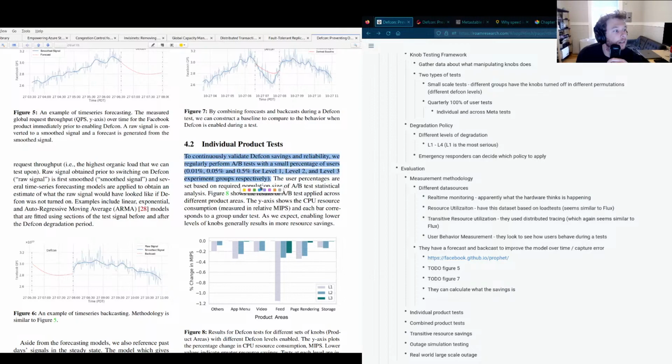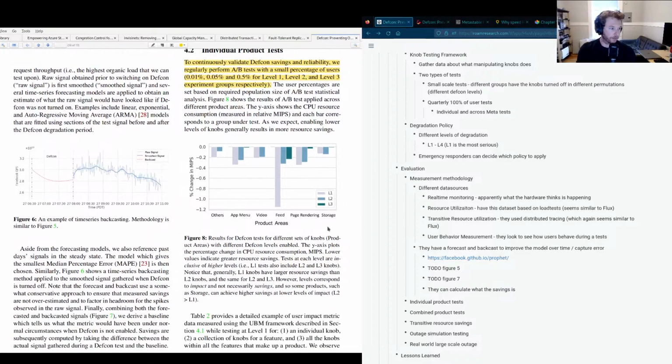Then they perform A/B tests. So for different product areas, higher levels of degradation save more resources. Make sense?